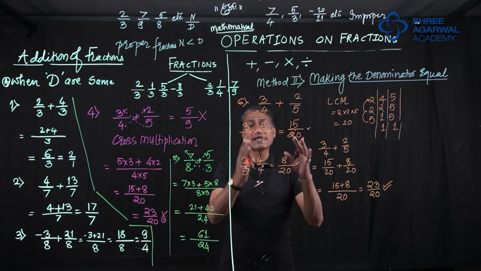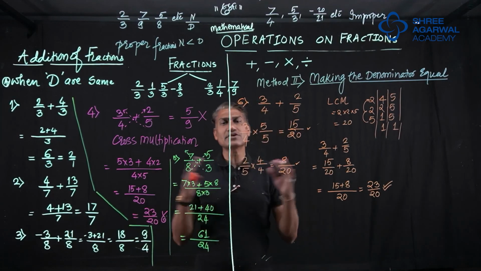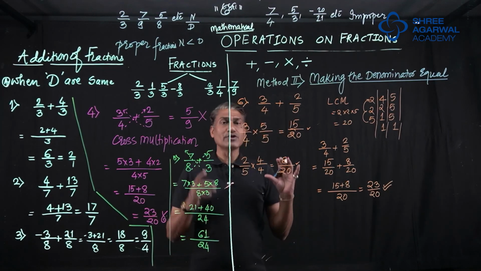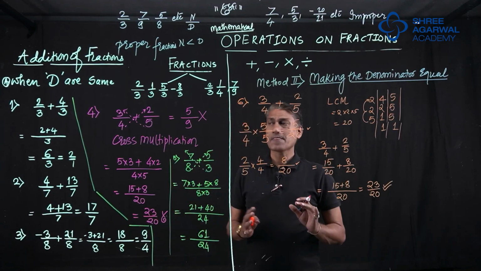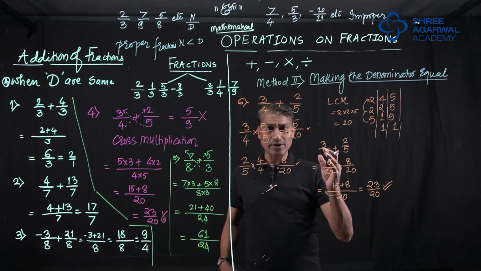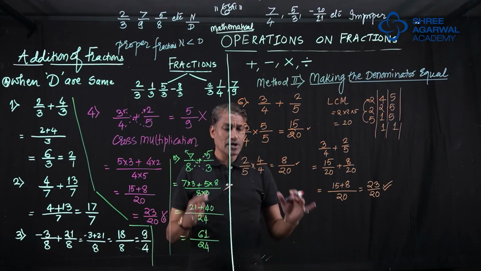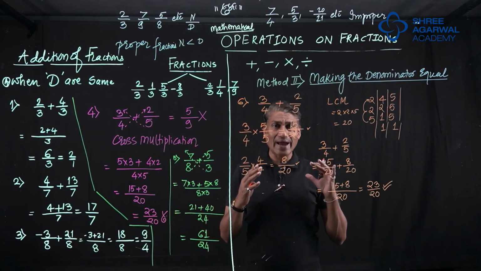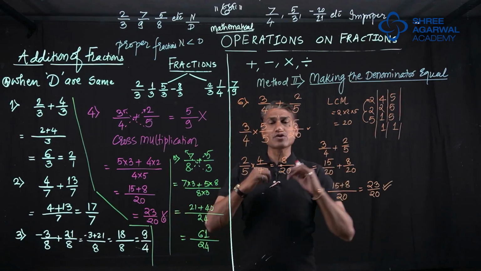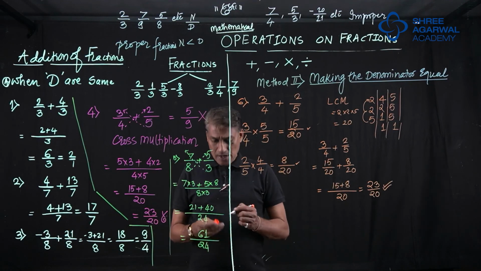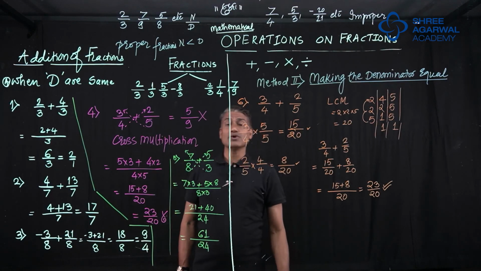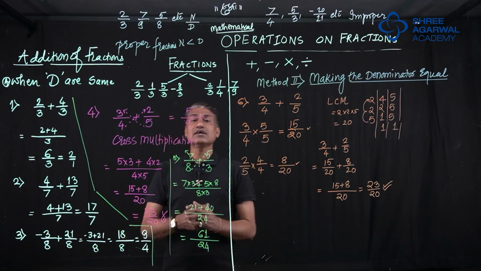I told you this is a slightly lengthy method. Cross multiplication method is a universal method. Fatafat, we'll get the answer. But this is what we do when the denominators are different. When the denominators are different, you have two methods, cross multiplication method and making the denominators equal. So I hope you understood how to add two fractions. We can extend this to three fractions also, which I will take in the next session. Addition of three fractions, four fractions at a time, we are going to see in the next session.